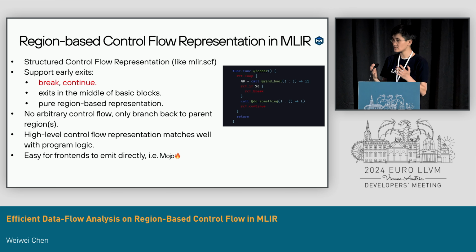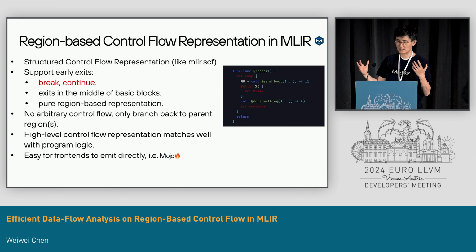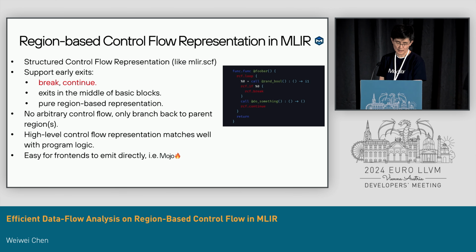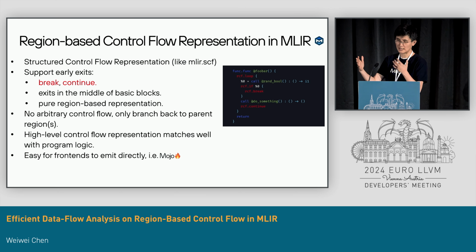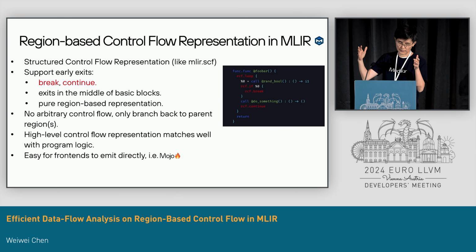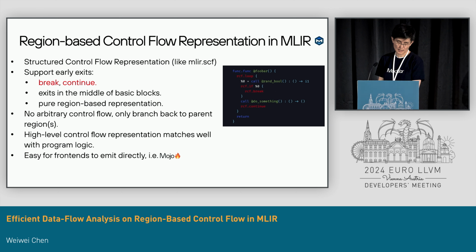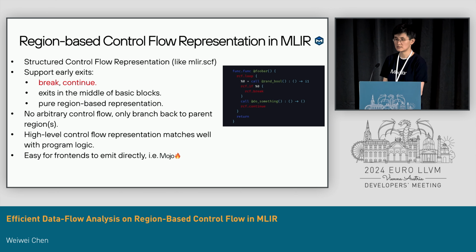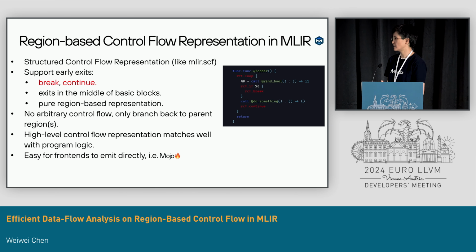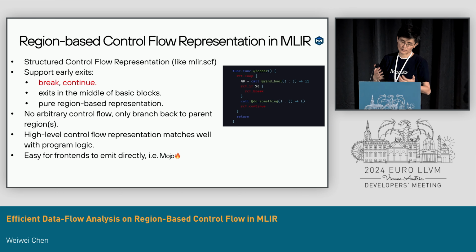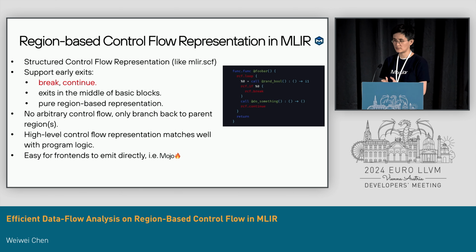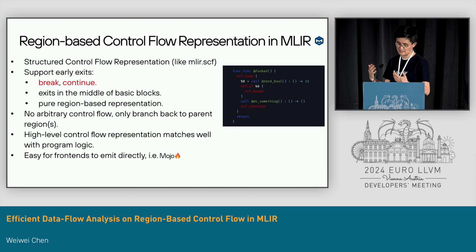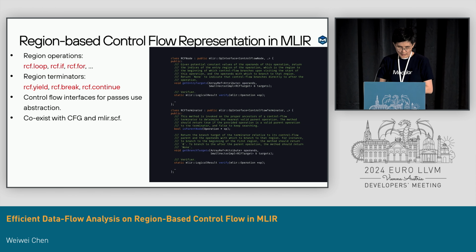This is actually really nice because it can give us a structured representation of the control flow. It will give us a very close match to the high-level control flow from the program's logic, and it is very easy for the front-end to emit directly. This is what we already use in Mojo, but we have also heard that this can benefit MLIR projects like Triton and Polygeist and so on.